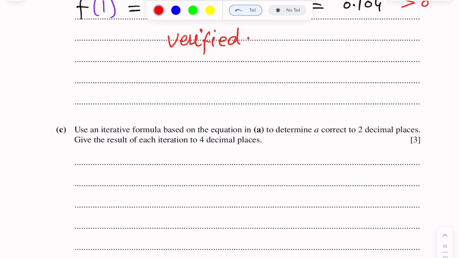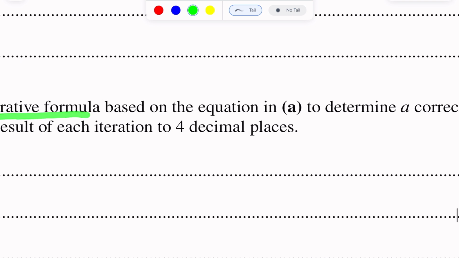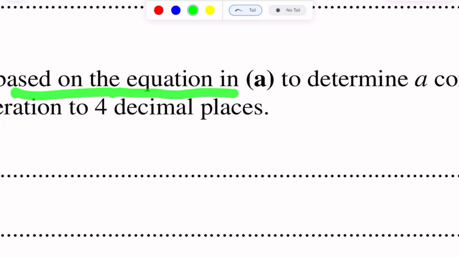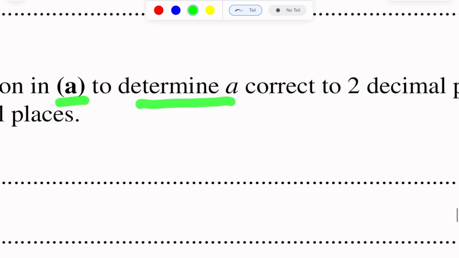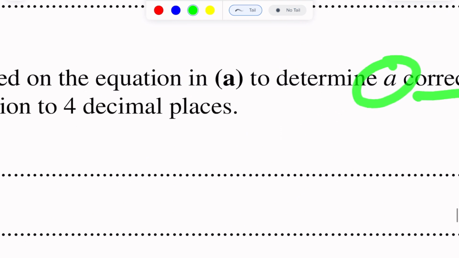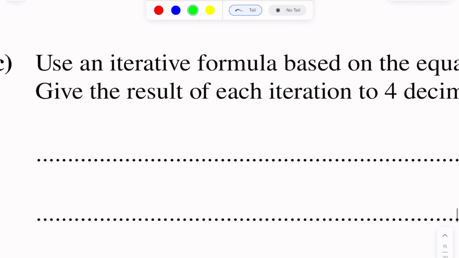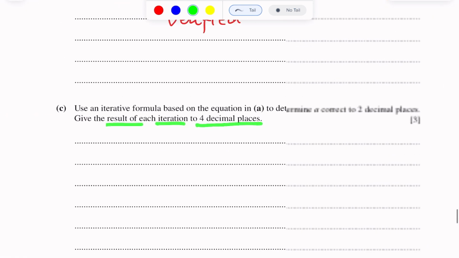Now part C of this question is: use an iterative formula based on the equation in part A to determine A correct to two decimal places. In this question, A is the approximate root. Give the result of each iteration to four decimal places.